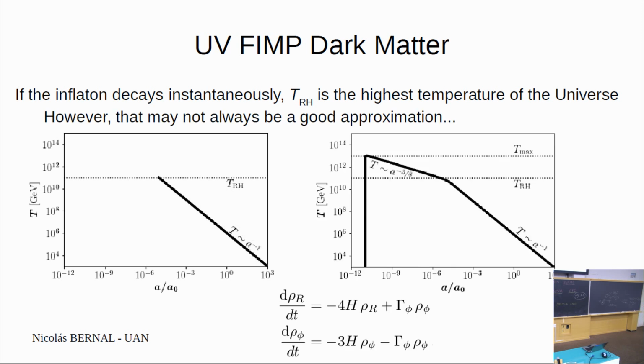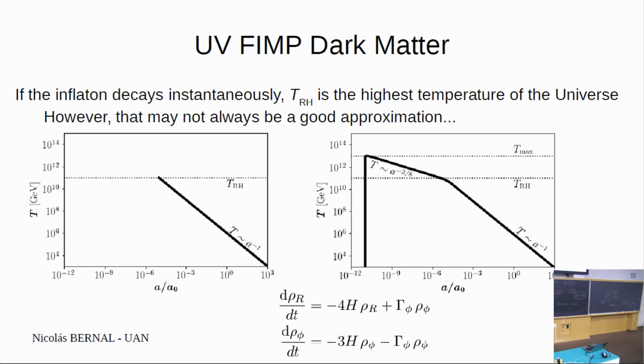However, this is not always a good assumption, because actually the inflaton, in particular all the particles, take a finite amount of time to decay. So this instantaneous decay of the inflaton may not be a good approximation. For instance, if you take into account the time that the inflaton takes to decay, so you take the inflaton decays non-instantaneously, you will find out that T reheating is not the maximum temperature of the universe. It will be something we call Tmax.